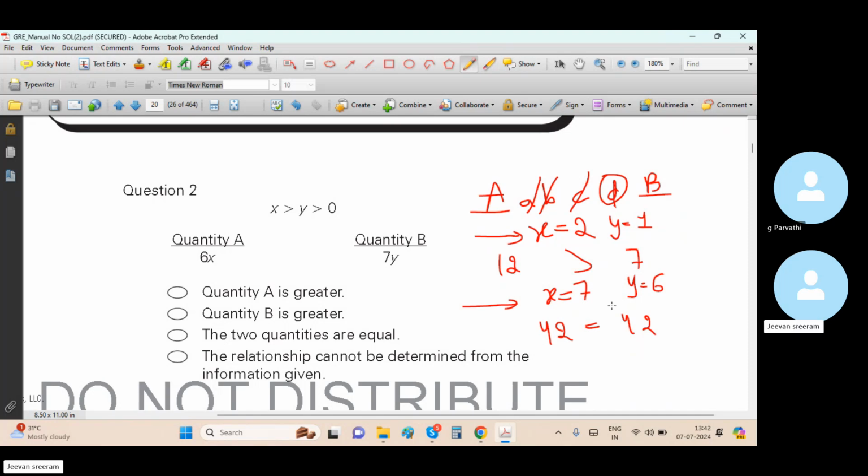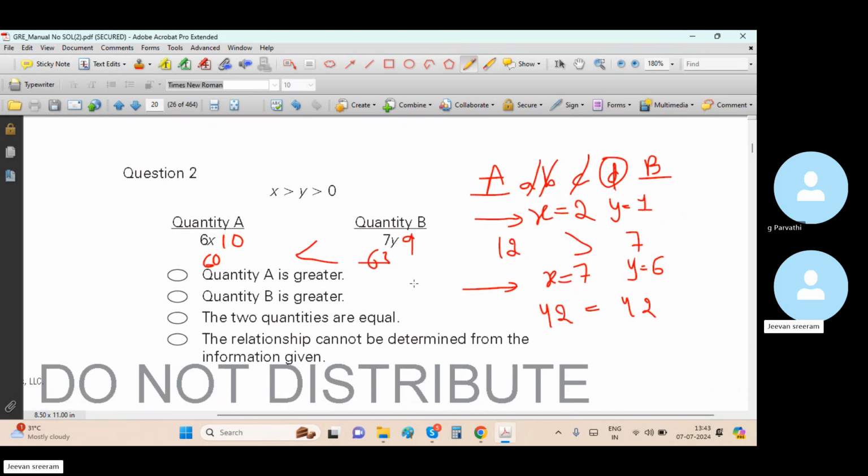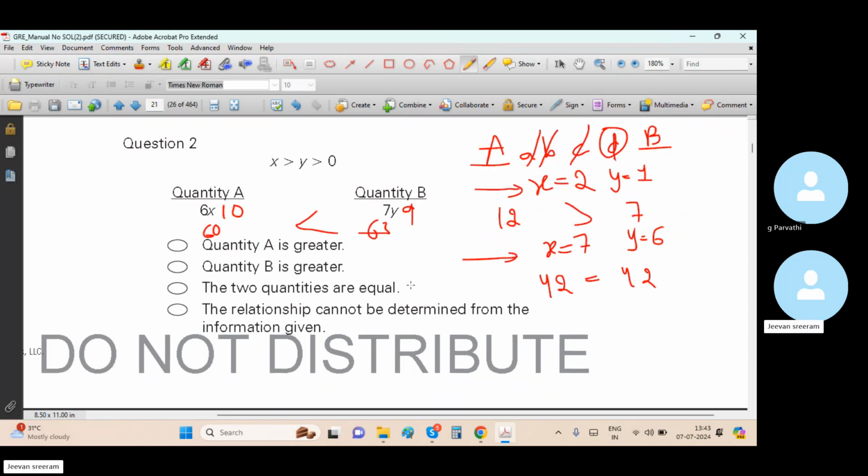Okay. So you may even try extremes like 10 and 9. What happens? B 60 is greater, 63, B greater. In the first case A greater, in the second case B greater. Obviously, the answer is D. Cannot be determined.